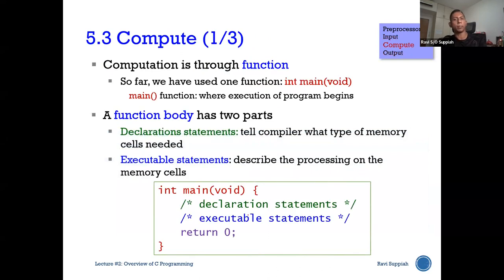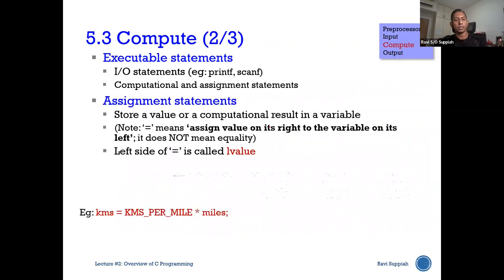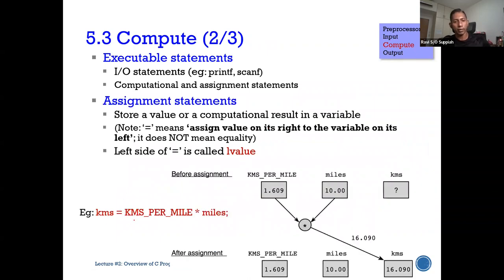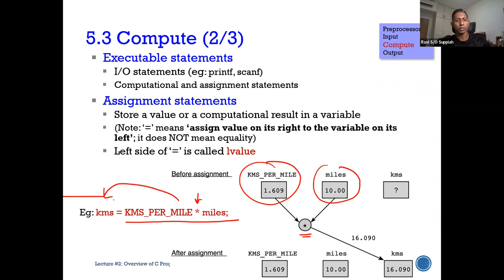The computation part, again, depends on whatever you want to do. When we execute this line, for example, what are we doing? We are taking two different variables, performing a multiplication, and putting the result into a new variable here for KMS. The important thing is that the original data is not changed. The kilometers per mile and miles, all this original data is still there. But the output value was not known previously, and after I perform this computation, it now has a new updated value.